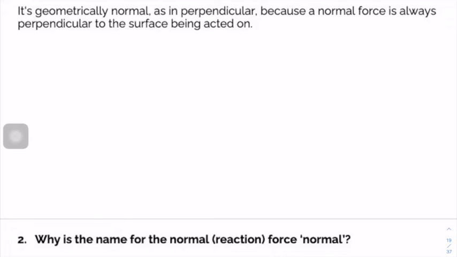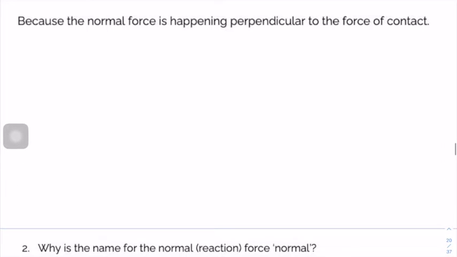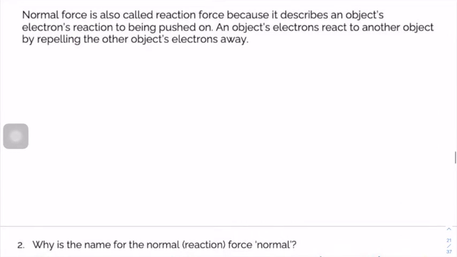It's geometry normal, as in perpendicular, because a normal force is always perpendicular to the surface being acted on. Nice job. Give yourself a pat on the back if this was your answer. Because the normal force is happening perpendicular to the force of contact. I think they meant point of contact. We're going to assume that because they remembered perpendicular, they also knew that was point. Good job, people.